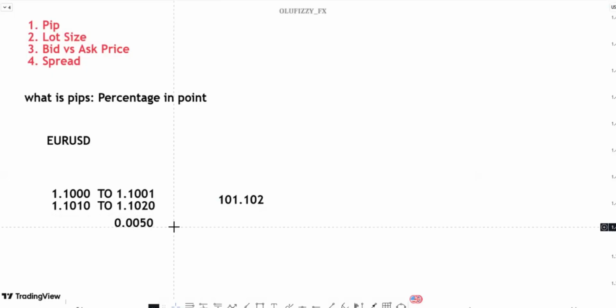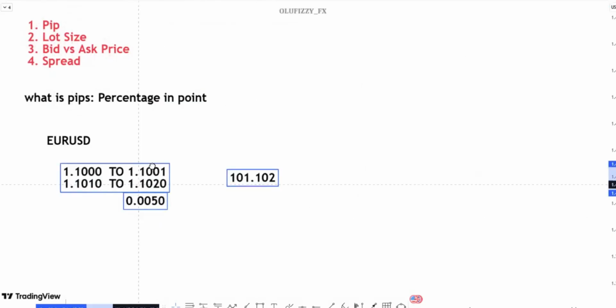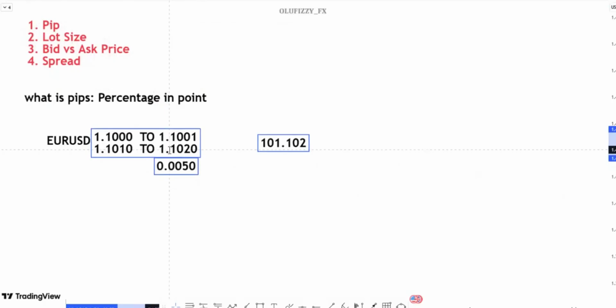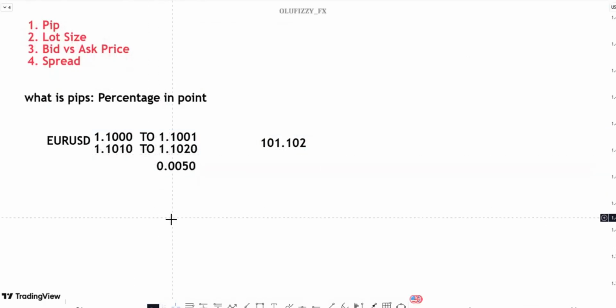But how much you lose on the trade on that particular movement is going to be determined by the amount or the size of the position you open. And that is what is now going to take us to lot size. I said that pips is the movement of how price moves in the forex market.